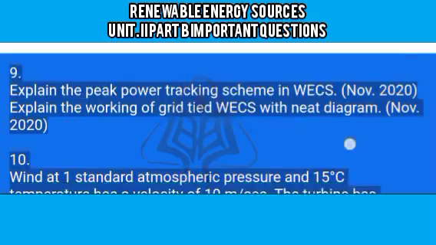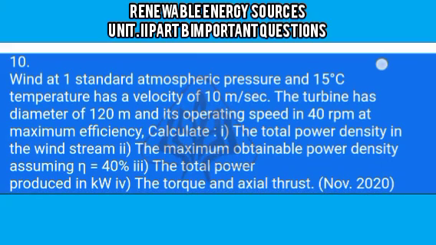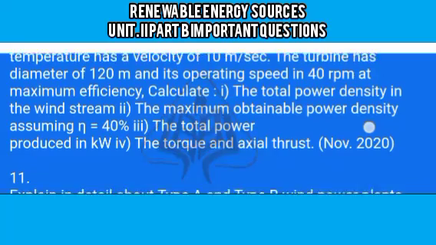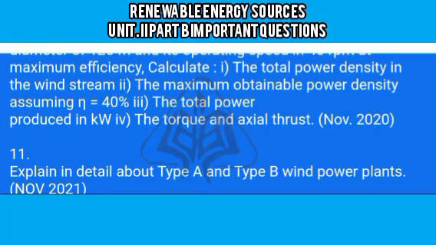November 2020. 10. Wind at 1 standard atmospheric pressure and 15 degrees Celsius temperature has a velocity of 10 meters per second. The turbine has diameter of 120 meters and its operating speed is 40 revolutions per minute at maximum efficiency. Calculate: i. The total power density in the wind stream. ii. The maximum obtainable power density assuming efficiency equals 40%. iii. The total power produced in kW. iv. The torque and axial thrust.